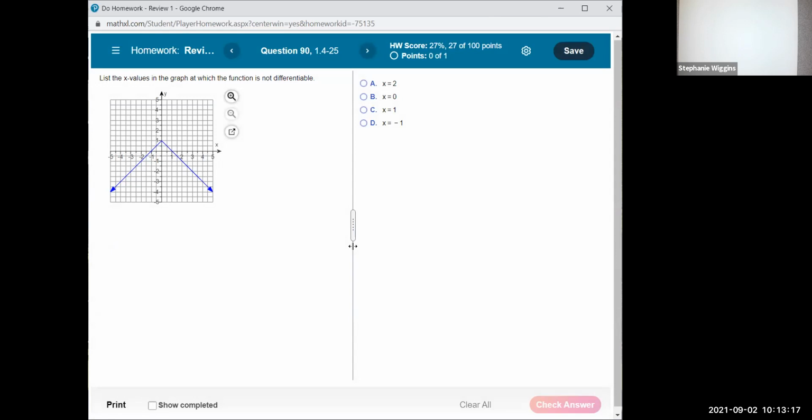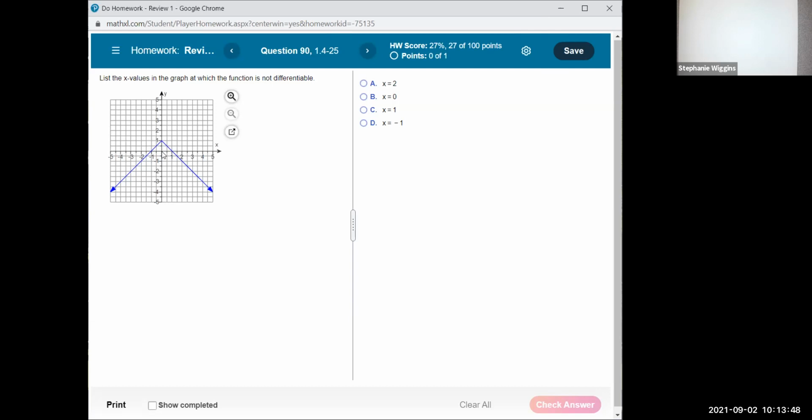List the x values in the graph at which the function is not differentiable. So again, for differentiability, first it has to be continuous and it has to be smooth. So everywhere it's continuous, so that's okay. But right here at this spot, there's a corner. So it's not differentiable at that spot. So at 0. Now it's saying list the x values in the graph for which the function is not differentiable.